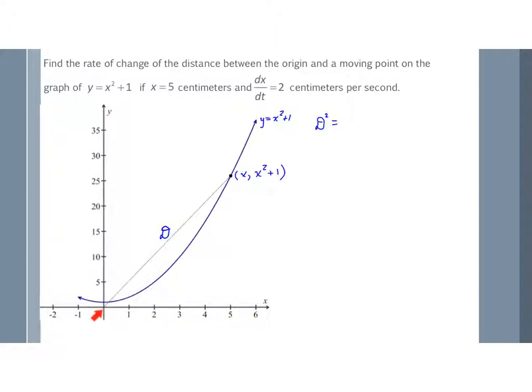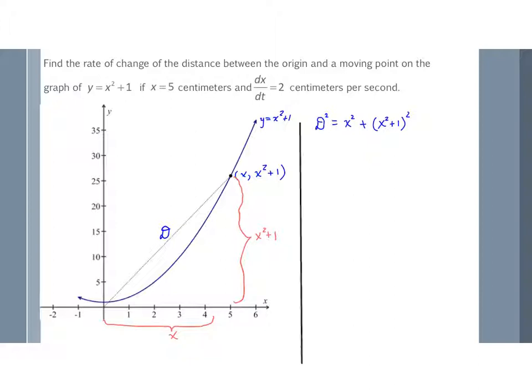I have the difference of my x's. We can even draw a triangle if it helps. This distance is x. And what's this distance? It is x squared plus 1. So if I look at the triangle then, I have d squared is x squared plus (x squared plus 1) squared. So now we have an equation that relates d, distance, and x.